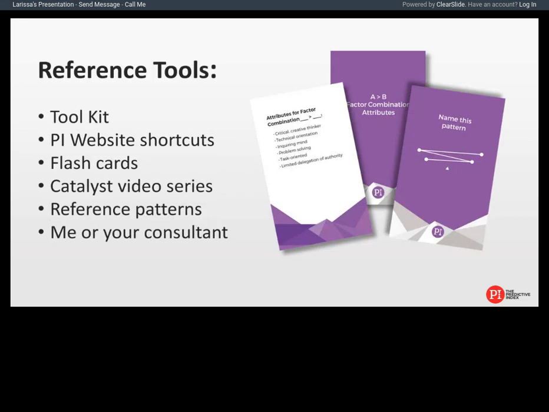All right. So the reference tools, as I mentioned, your toolkit from training. I showed you some of those PI website shortcuts. If you still have your flashcards from training, those are a great tool. The Catalyst video series that I mentioned, the reference patterns, and you guys can always call us here. Call me, call your consultant, or just call our office number and say, hey, do you have a few minutes? I have to do a readback, and I'd love to just kind of go over it with you. We will happily help you guys prep or give you insights on things. That's why we're here. You get us along with the website.